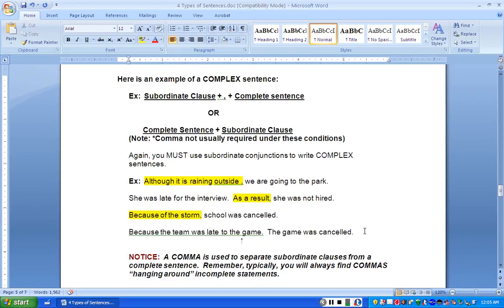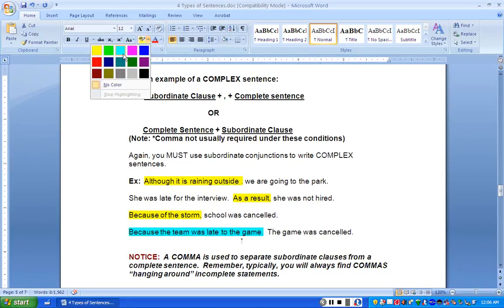So, notice what happened here. I put a comma at the end of the subordinate clause. I'm going to highlight it for us so everyone can see. Because the team was late to the game, I put a comma. And when I put a comma at the end of anything, it signals that I have a full sentence. But is that a sentence?